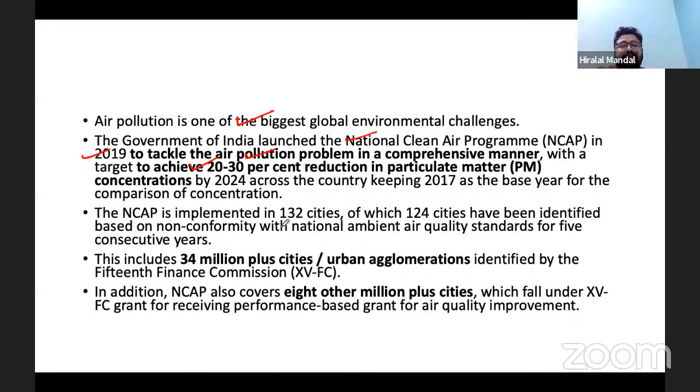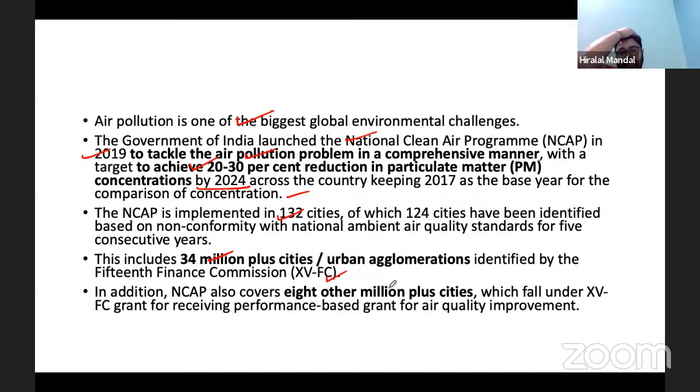It is expected that by 2024, under the National Clean Air Program, a 20 to 30% reduction in particulate matter will be achieved, on the basis of base year 2017. It has already been implemented in 132 cities, and among the 132 cities, 34 cities are million plus cities, identified by the 15th Finance Commission.